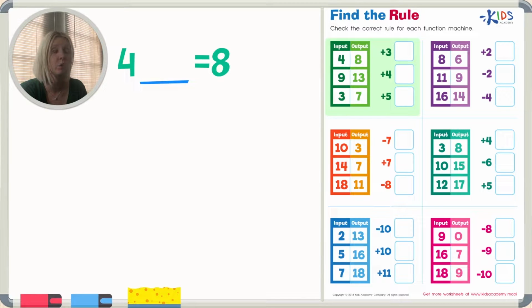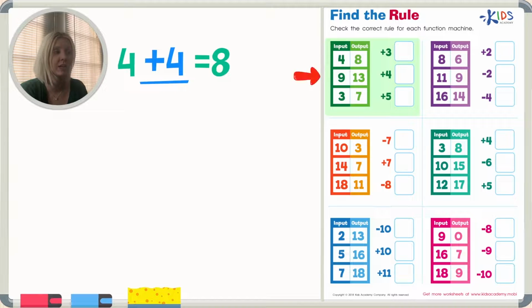We've got +4. 4 plus 4 equals 8. Does that make sense? Well, I know that that's correct because I remember my doubles. 4 plus 4 equals 8. So I know that's the correct answer, and that makes sense on our first equation, but the rule that we pick has to make sense for each one of these equations in our function machine.